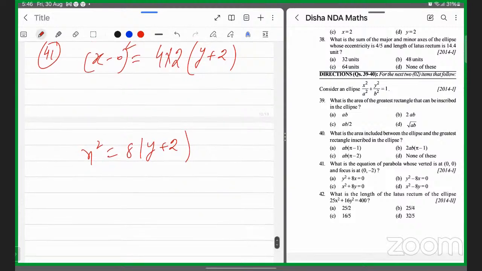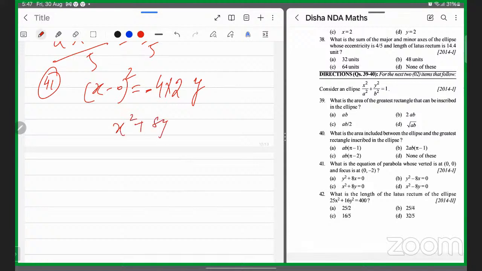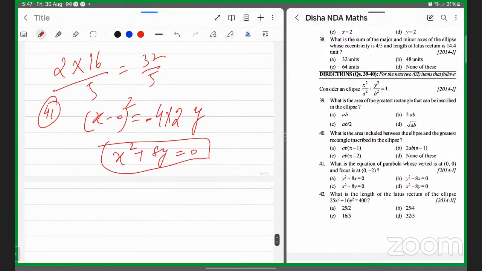Sorry, it was wrong. This is not shifted. I have to only multiply with y, only with a negative sign. So you will get x square plus 8y equal to 0. C is the correct answer. Prem, you are wrong. It's not D. Sir, 42 or 42D? 41.